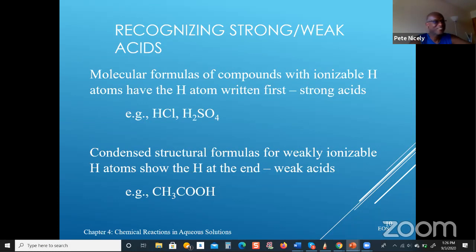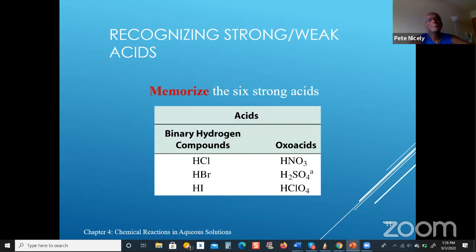There are some textbooks I've seen where in the formula for acetic acid, they put the hydrogen at the front. So that would not be a good guide for you to use to determine which acid is strong and which acid is weak. So this is what you need to do. You need to memorize these 6 acids as strong acids: hydrochloric, hydrobromic, hydroiodic, nitric, sulfuric, and perchloric acid. You need to memorize these as strong acids, all right?